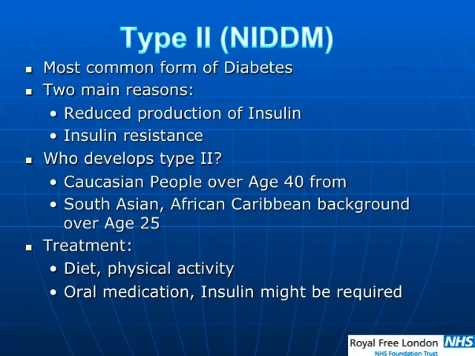Type 2 is the more common one. Two main reasons: reduced production of insulin, but also insulin resistance. Who develops type 2? Well, generally Caucasian people over the age of 40 are more at risk. But in those of South Asian, African, or Caribbean background, we find type 2 already from the age of 25 plus. Treatment is diet, physical activity, oral medication, and later on you will probably need insulin as well.